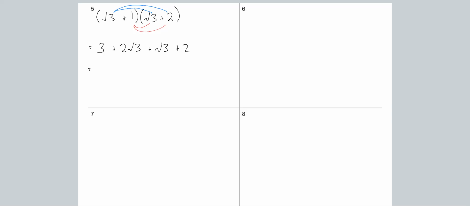Now, what makes this different from algebraic expansions, where we might have had an a instead of a root 3, is that because the root 3 times root 3 gave us a whole number, we can simplify more than we would normally do. So I'm going to add the whole number part together, just like we were doing last lesson. 3 plus 2 is 5. And then I'm going to add the irrational part together if I can. And I can because it's the same square root. So I've got 2 root 3 and another root 3. 3 root 3. I can't simplify that any further, so I'm good to go.